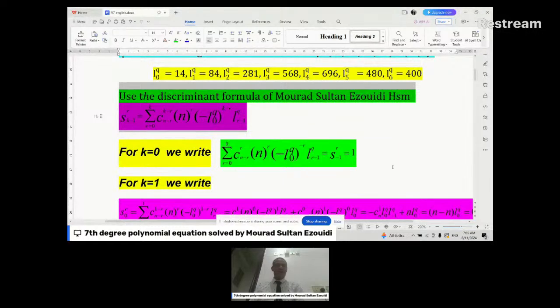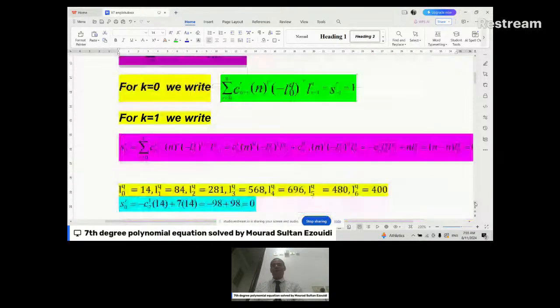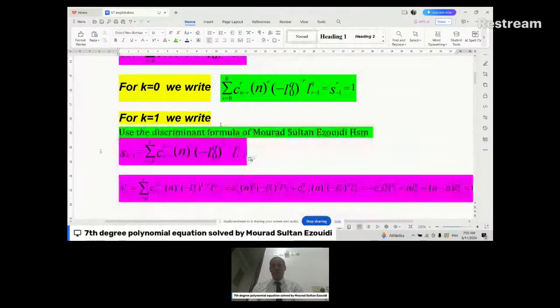Okay, learners, I'm going to teach you how you can find S_0. Okay, to find S_0, learners, you should use the discriminant formula of Mr. Mourad Sultan Ezouidi. Just put k equal to 1. So 1 minus 1 is 0. That's why it's written as 0 for the r. After distributing this discriminant formula of mine, that will give you the second coefficient of your new seventh degree equation.